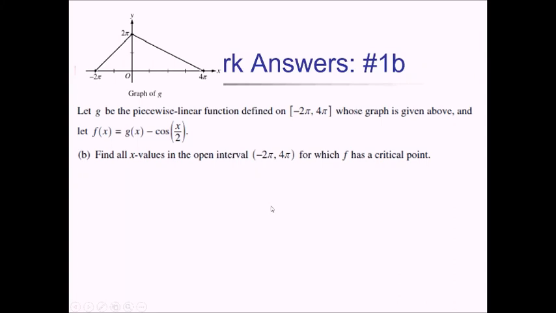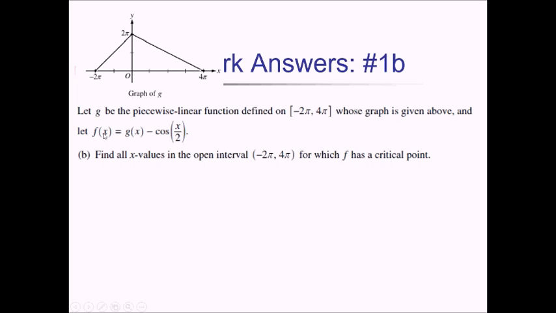On this part of the problem, we want to find all x values in the interval from negative 2 pi to 4 pi for which f, which again they defined up here, has a critical point. So basically we're asking at what x values is f prime either 0 or undefined. Let's do the 0 part of it first. What is f prime even algebraically? If we take f prime, we're really taking the derivative of both of these functions individually.